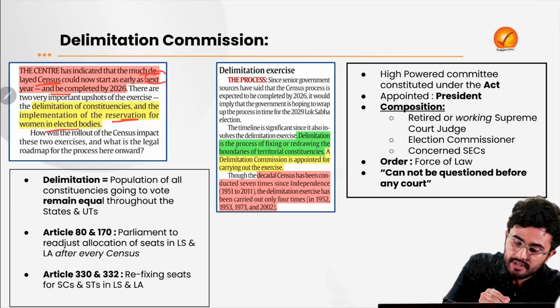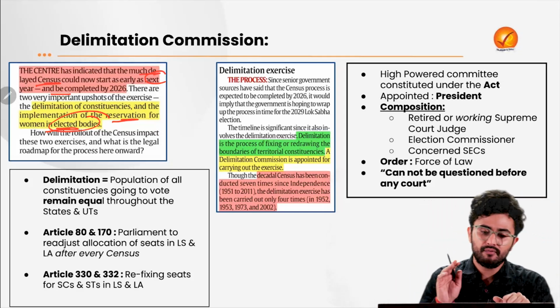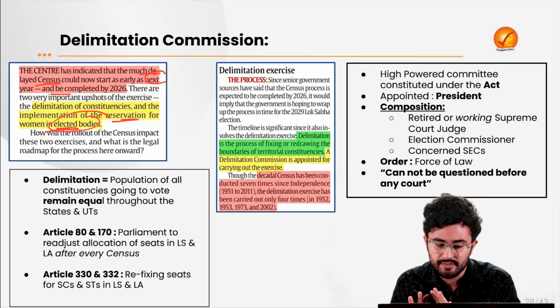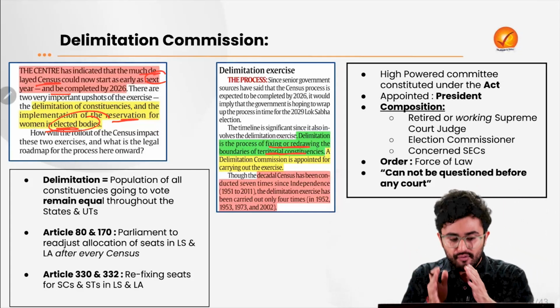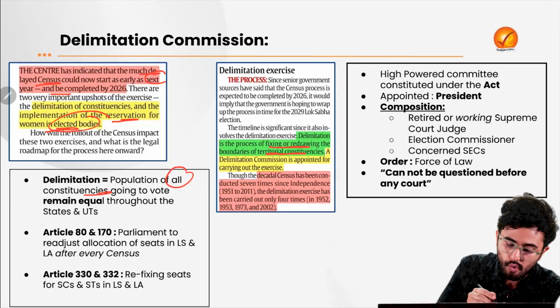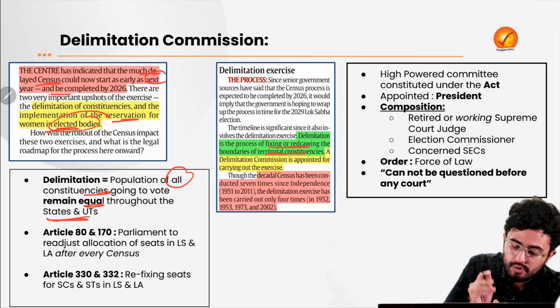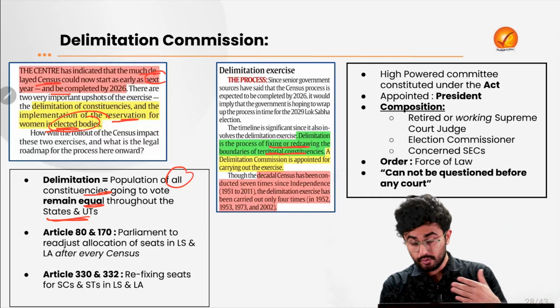And the implementation of the reservation for women in elected bodies, that is also going to be a major issue. So first, let's try to understand what this delimitation actually exists for. Delimitation is the process of fixing or redrawing the boundaries of the territorial constituencies. Why? So that the population of all constituencies which are going to vote remains equal throughout the states and UTs. Do we have any constitutional provision which actually states the same?